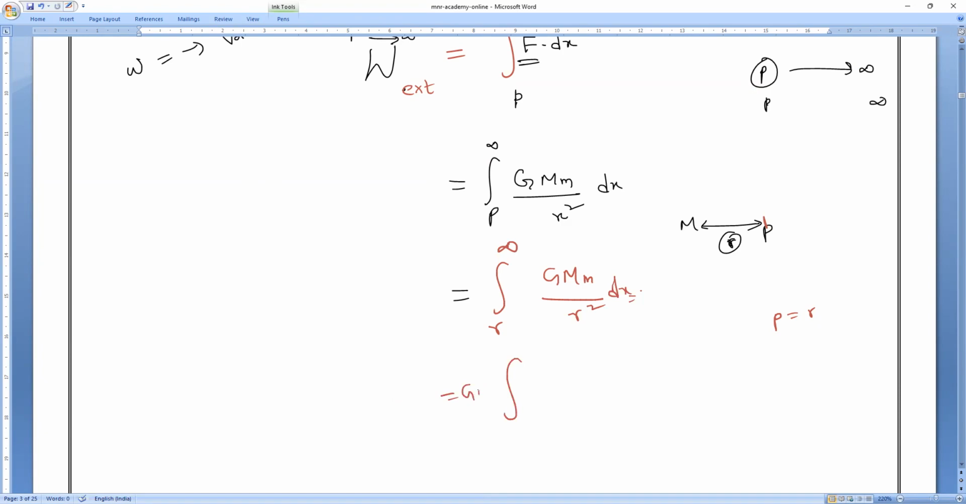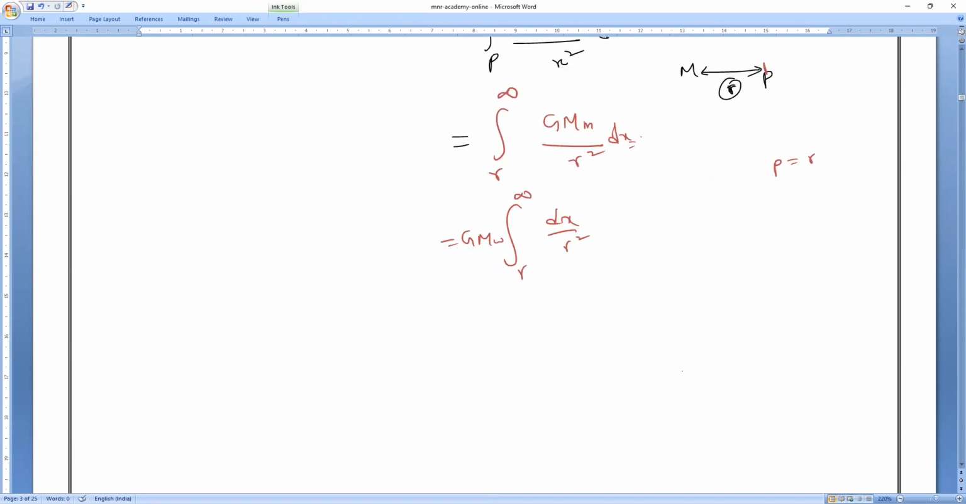So GMm is constant, which is equal to the integration from R to infinity of dx divided by x squared. Girls, also please pay attention. Any doubt, you can ask me. So GMm is okay. Now this is dx by x squared. Can you tell me the integration of dx by x squared? It is dx into x to the power minus 2. Am I right or wrong? Yes, please respond. X to the power minus 2 plus 1, divided by minus 2 plus 1.